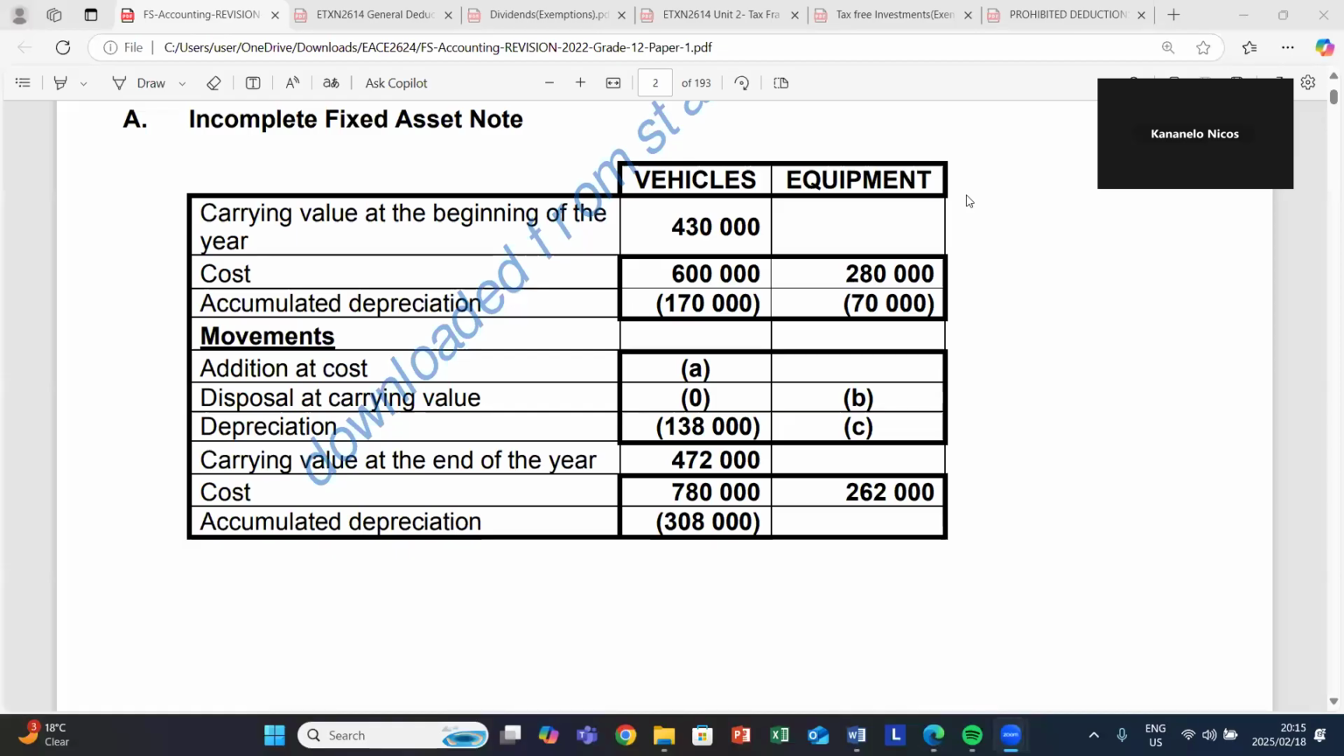Okay, so I want us to deal with this. We are going to deal with a fixed asset register. When writing your test, a fixed asset register is always assessed. In most cases, in about 90% of your question paper, it will always be assessed. Okay, you can ask.